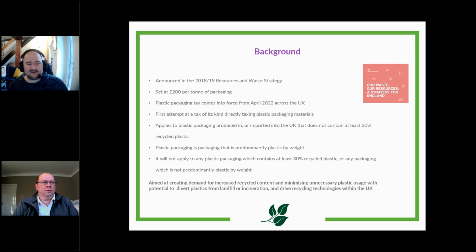Overall, as a measure, this tax is aimed at creating an additional demand for recycled content by incentivizing businesses to move to higher recycled content in their packaging and ultimately divert that material away from landfill or incineration.